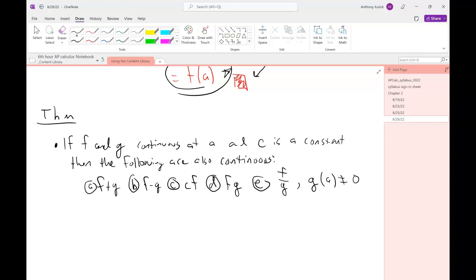Yes, Teeks. Sorry, what's the last part? G, is that G of A? Uh-huh, not equal to zero. Yeah. Because we can't say that F divided by G is continuous at A if G of A is zero, right? So that's just covering the division by zero case, right? Okay.